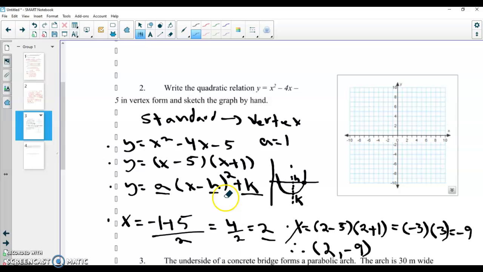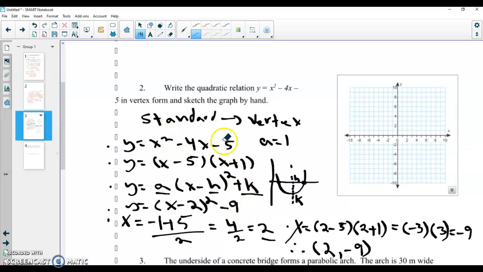And now I can go and fill in this equation here. So I don't have a lot of room here, but to fill in the equation, I would have y is equal to, we know a is 1, so I don't have to write it down, x minus our h value, which is minus 2, squared, and then minus 9 for our k. And so what we found is our vertex form, (x minus 2) squared minus 9.